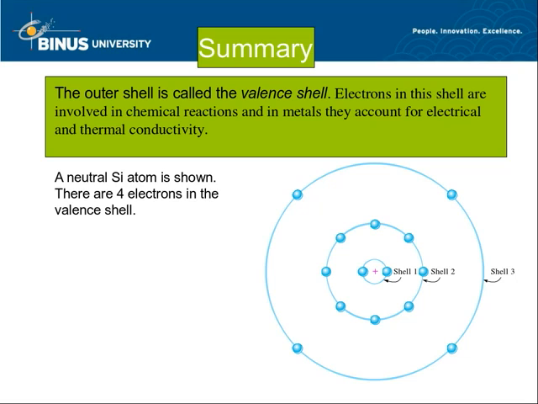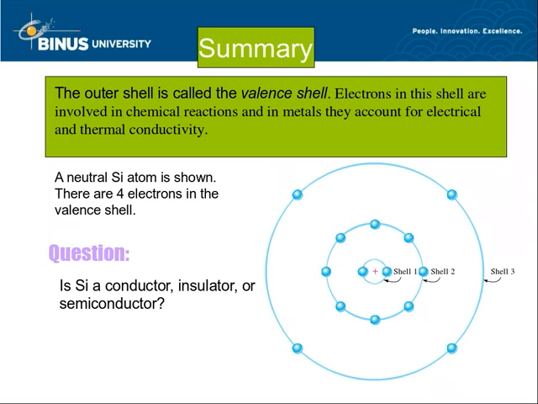The neutral silicon atom is shown in these pictures, and there are 4 electrons in the valence shell. Is silicon a conductor, an insulator, or a semiconductor? Well, it's a semiconductor because it has half the property of a conductor and half the property of an insulator.